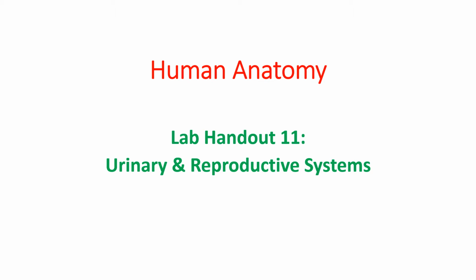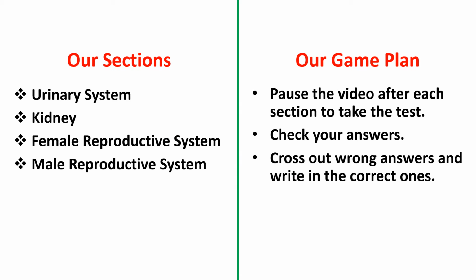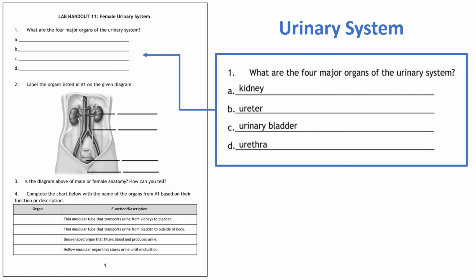Human Anatomy, Lab Handout 11, Urinary and Reproductive Systems. Our sections are urinary system, kidney, female reproductive system, and male reproductive system. Our game plan is to pause the video after each section to take the test. Check your answers, cross out wrong answers, and write in the correct ones.